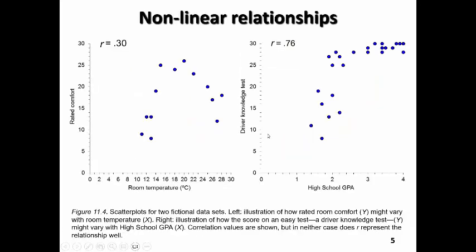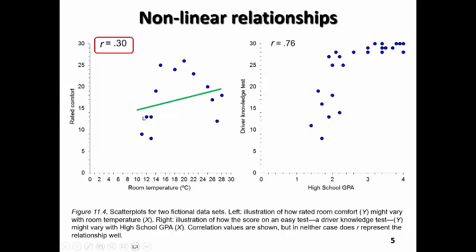One last point about relationships here. Here we see two examples from the textbook, and I'll start with the left-hand side. Here we see a relationship between room temperature and rated comfort of people staying in that room. And so we see all these blue dots, and we see quite a bit of scatter if we use a straight line in the green here. And so the straight line, based upon the scatter, would generate a correlation statistic of 0.3. Not a very strong correlation here.